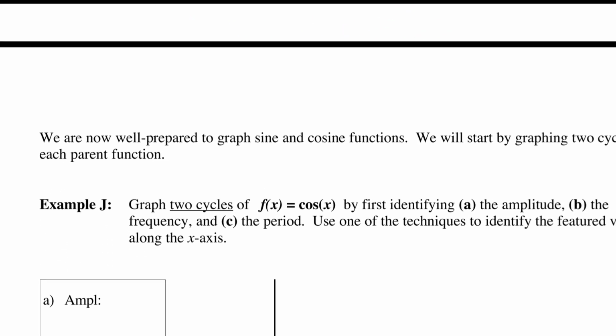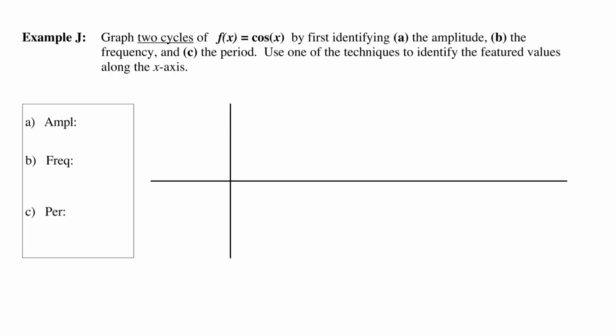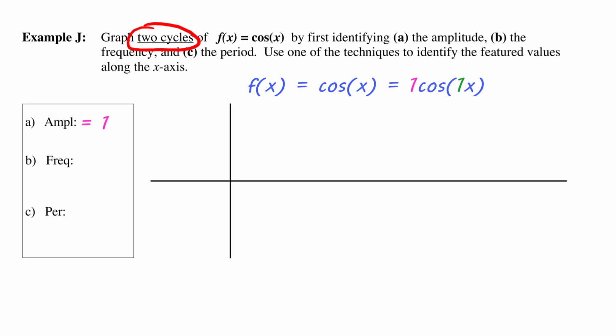Okay, so now we're going to graph two cycles of the parent function f of x equals cosine x. We're going to identify the amplitude and the frequency and the period. The amplitude is 1 of the parent function, and the frequency is 1 cycle from 0 to 2 pi. And of course, the period is 2 pi. We've seen that already. We could also use that formula, period equals 2 pi divided by frequency, which is 2 pi over 1, still 2 pi.